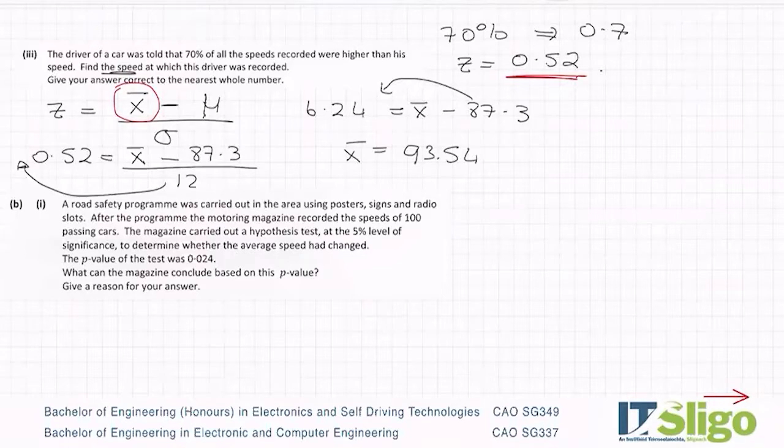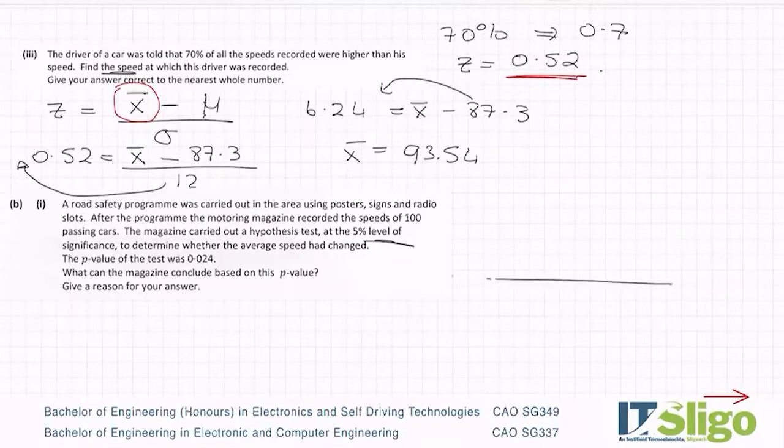Okay. And then B part 1. A road safety program was carried out in the area using posters, signs and radio slots. After the program, the motoring magazine recorded the speeds of 100 passing cars. The magazine carried out a hypothesis test at the 5% level of significance to determine whether the average speed had changed. The p-value of the test was 0.024. What can the magazine conclude based on this p-value? Give a reason for your answer.